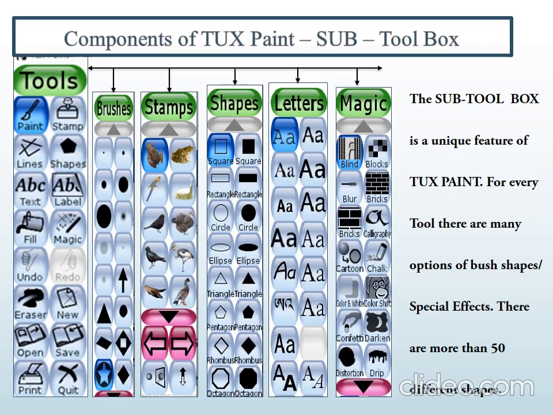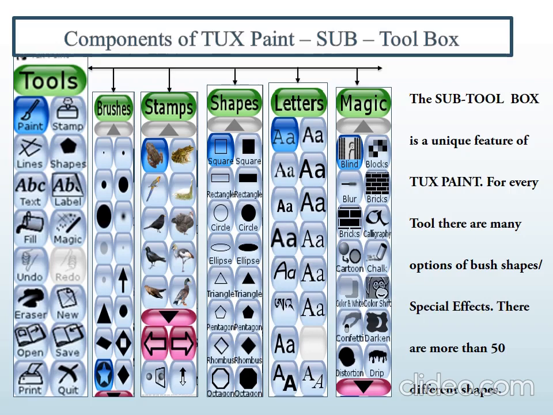Now we're going to learn about the components of Tux Paint, that is, the sub-tool varieties. What are those? We have paint, stamp, lines, shapes, text box, fill, magic, and so on. This is the sub-toolbox. It's a unique feature of Tux Paint where every tool has many options of brush shapes and special effects. There are more than 50 different shapes in the shape box.